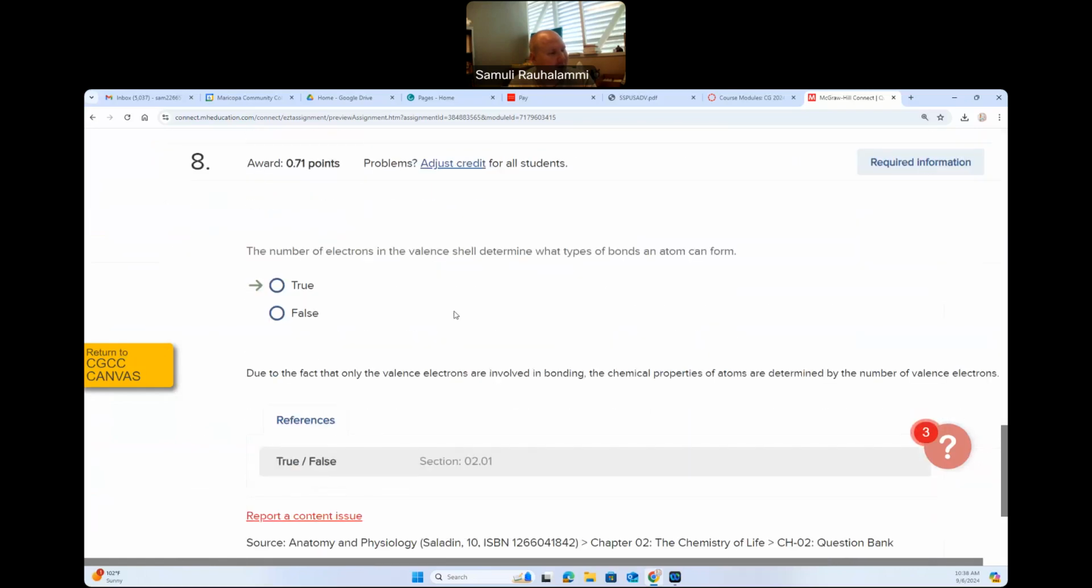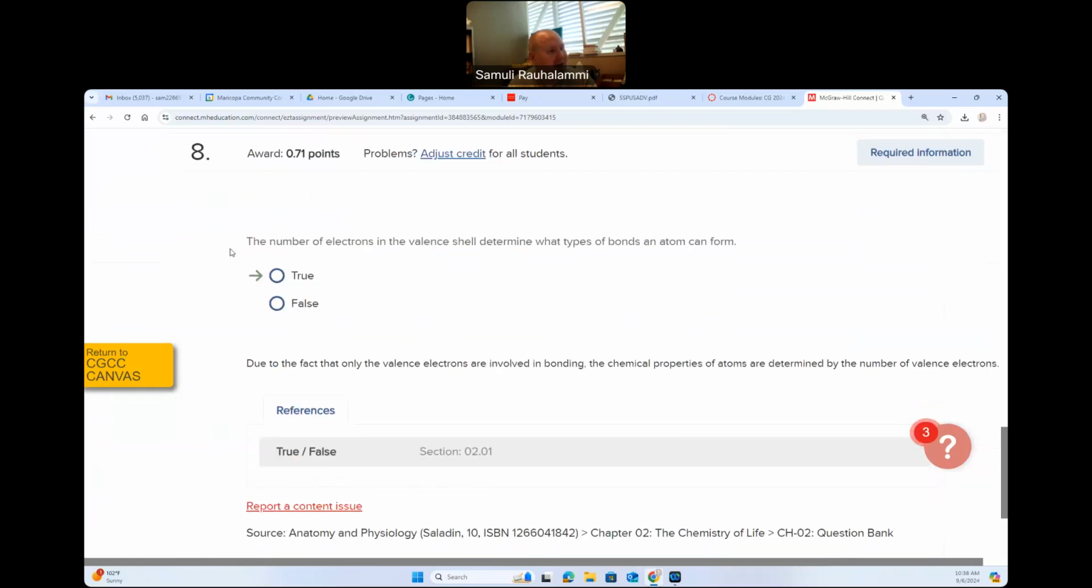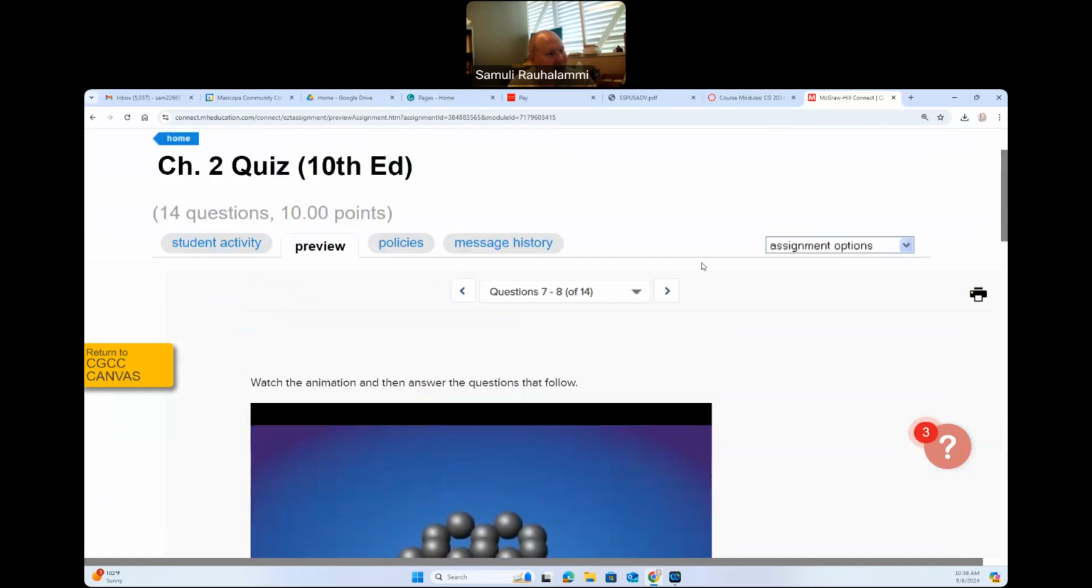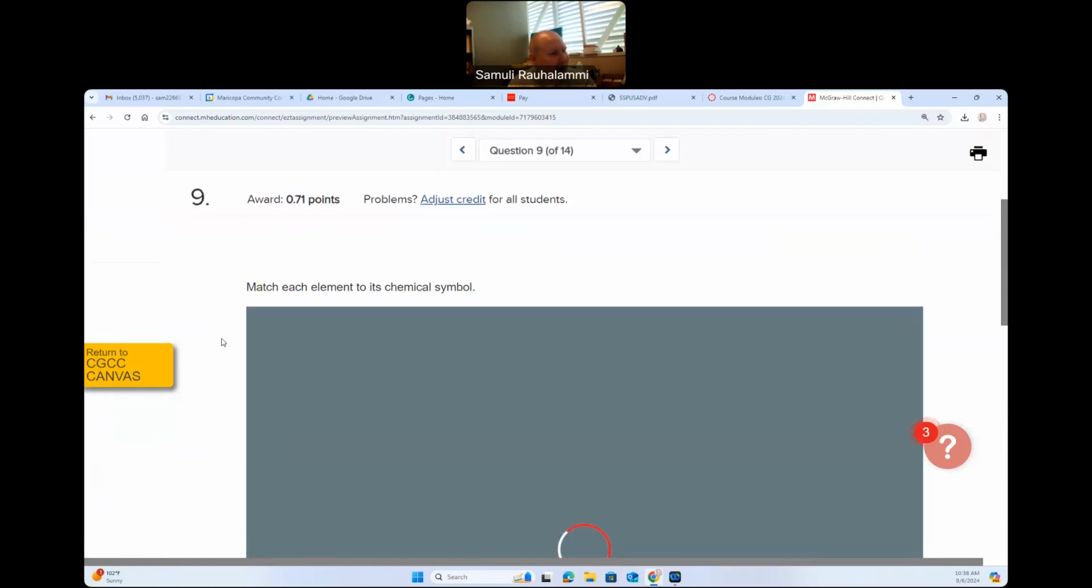I have some further questions on this same activity. We have a true-false statement, and the statement claims that the number of electrons in the valence shell determines what type of bonds an atom can form, and that is true. So a nice chance for us to review that.